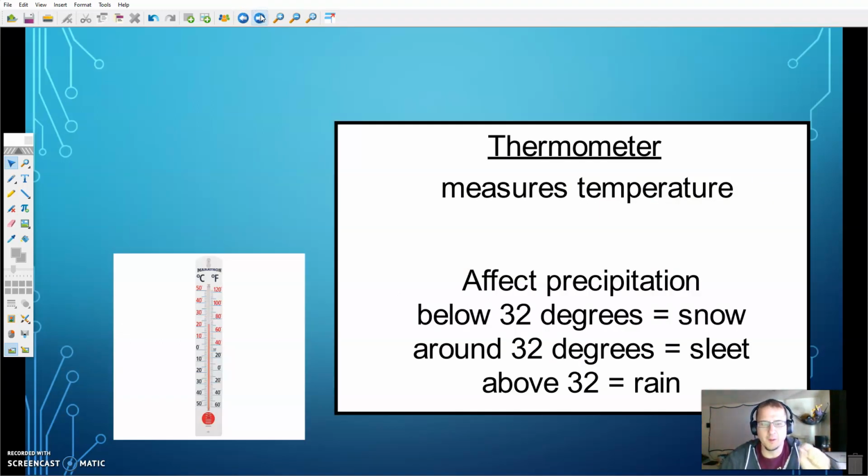And then a thermometer. The thermometer is important for determining what type of precipitation it's going to be. If you've determined there's a storm coming, is it going to be a snowstorm, a sleet storm, a rainstorm? And all of that is determined by what the temperature is outside. If it's below 32 degrees, it's probably going to be a snowstorm because the water's going to have frozen. If it's around 32 degrees, that means it'll kind of be frozen. That means you're going to be getting sleet, which is kind of that mixture of rain and snow, kind of like slush falling from the sky. And then above 32 degrees is just going to be your typical rainstorm. So the thermometer is important to tell us what type of precipitation will be coming.